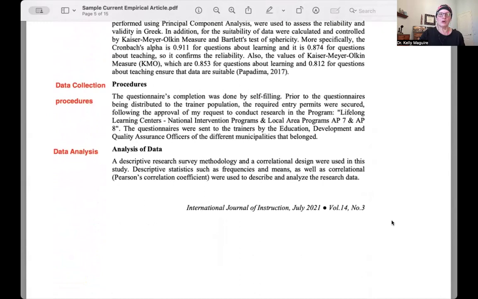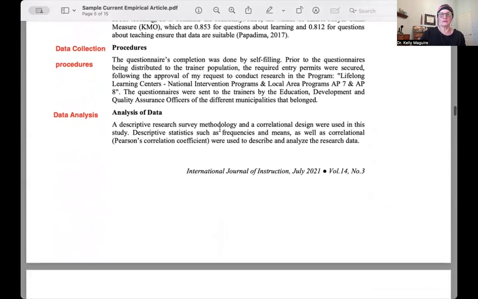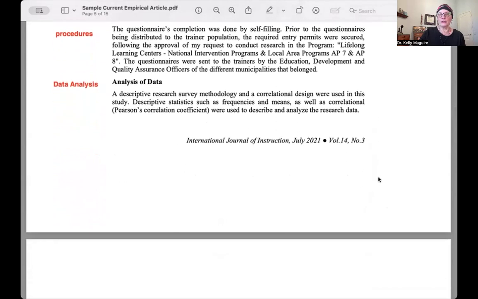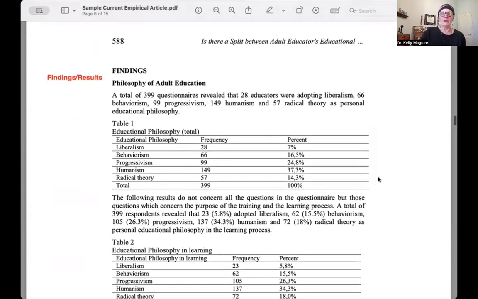Then how did the author analyze that data? It says that they used a descriptive research survey methodology and a correlational design. So this was probably more of a mixed methods because it's got a little bit of quant and qual in it. And then we get into the findings.